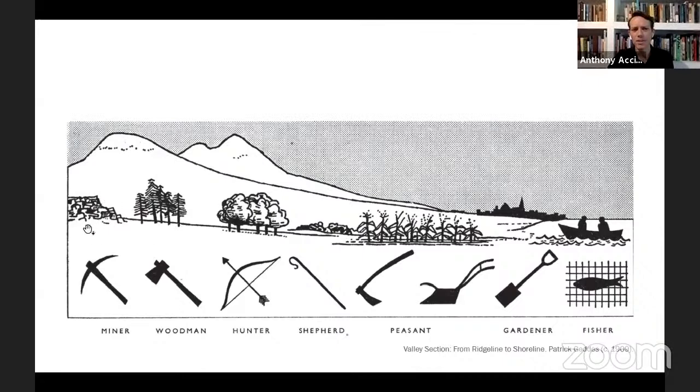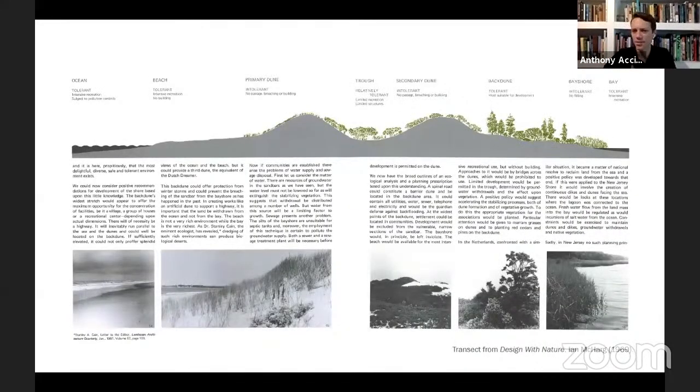And what's important here is that he looks at the environments from ridgeline to shoreline and the kinds of occupations, so miner all the way to fishermen with, of course, woodman, hunter. So there's a way in which he's trying to combine nature and culture together, which of course is so oftentimes seen, especially in the West, as being at odds. But instead, how are they co-authoring space?